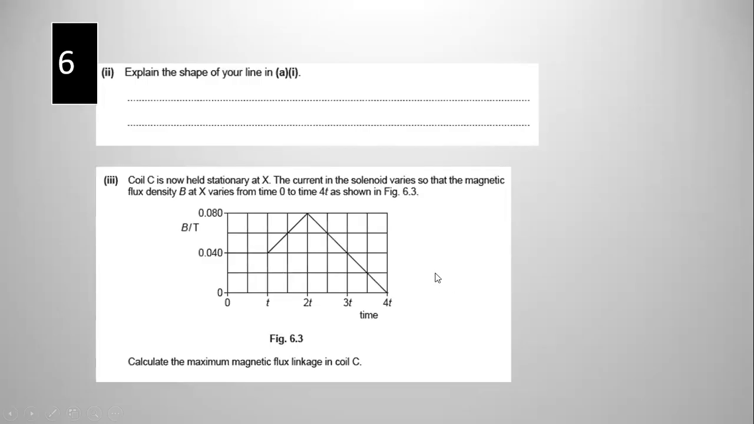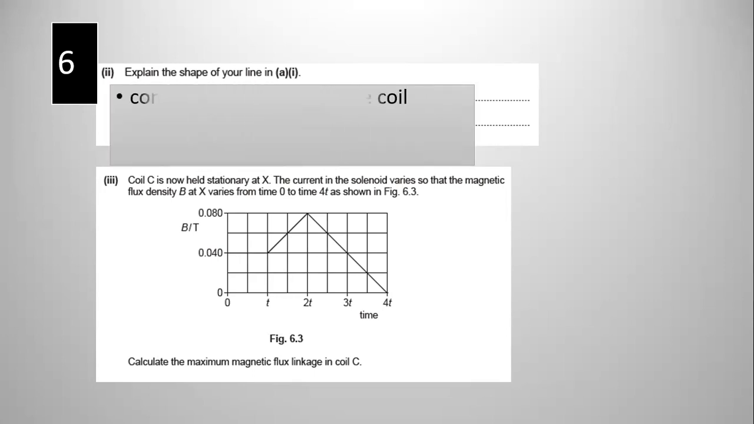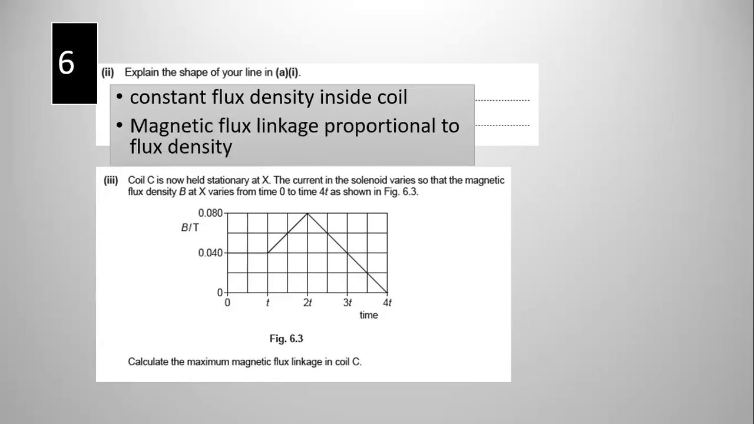Explain the shape of the line. Why do you get a horizontal line? You want to try? Constant flux density inside the coil. Magnetic flux density is uniform inside the solenoid.